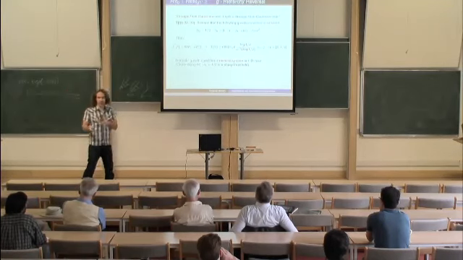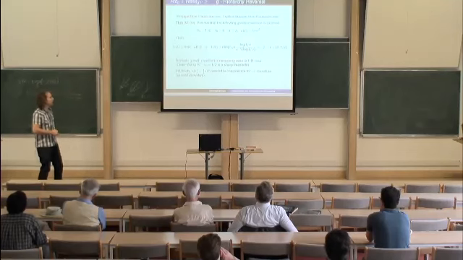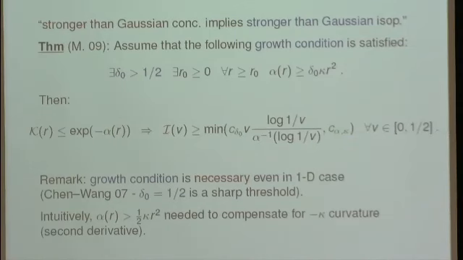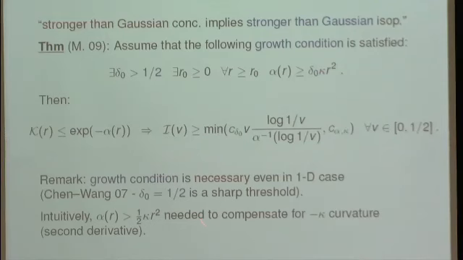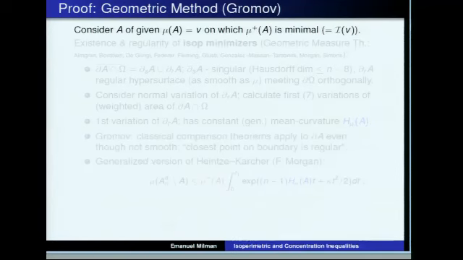Okay? And actually it's very easy to explain intuitively why this happens at 1/2. Remember that we have some curvature lower bound of the form minus kappa. And what is curvature? It's a second derivative type thing, right? So we need our concentration to be strong enough to compensate for the negative curvature. If you take the second derivative of this thing, obviously you get something which is strong enough. Okay, so this explains this 1/2. Let me give you a quick idea of the proof.